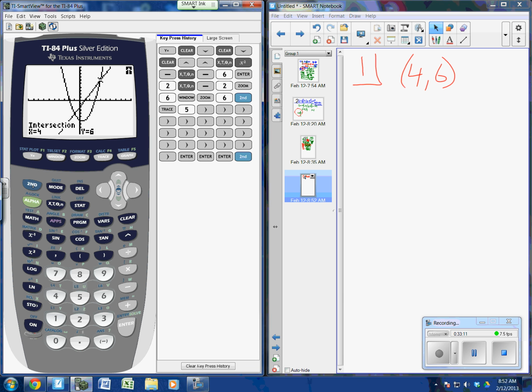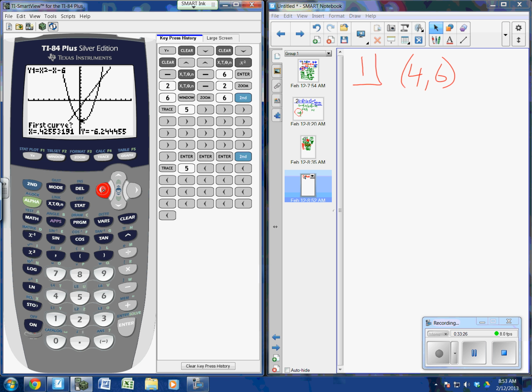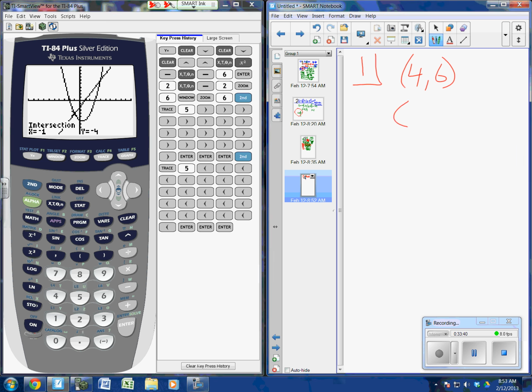So I hit second trace again, go to my calc menu. I look at number 5, that's where my intersect is. I hit number 5, and using my left arrow key. Remember, you can't use your up and down keys. You got to use your left and right keys. Mine's slower than yours because it's on the computer rather than the calculator. But I just take it close to where it intersects, just hit enter 3 times. -1, -4. That's where they intersect.